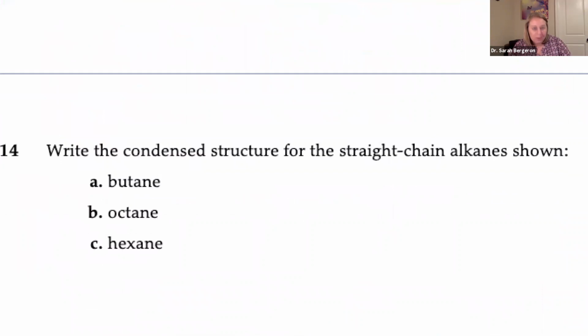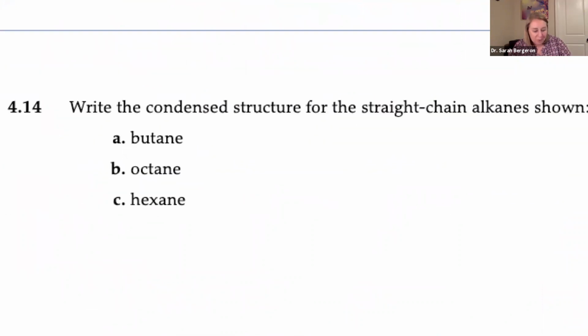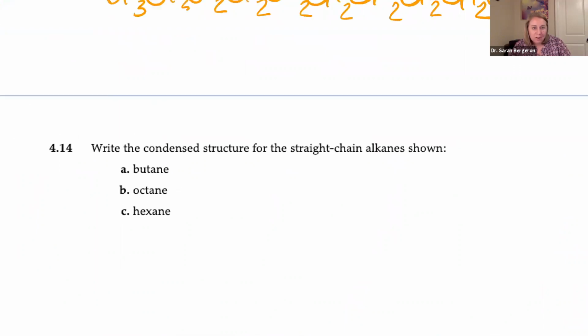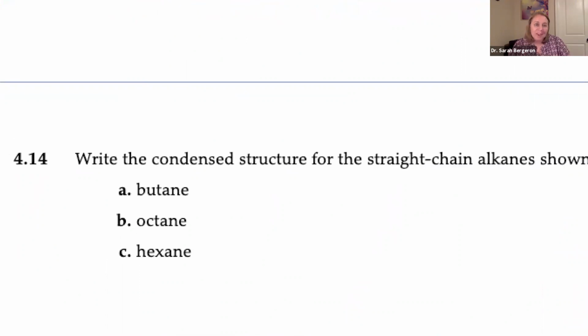All right, now what do we got? Ooh, I already did one, right? That I shouldn't have done, but that's okay. So we did 4.14. Did I do this one? No, okay, 4.14. All right, write the condensed structure for the straight chain alkanes shown. Butane, octane, hexane. I know they're all going to be straight chain because they don't start with cyclo as well.